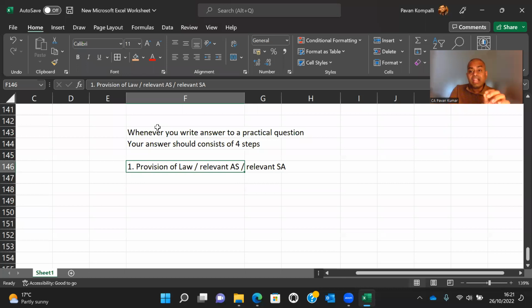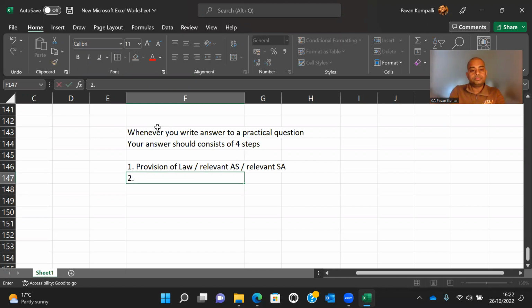So first you need to write the provision. This is applicable for accounting standards also. You write accounting standards in group 1, paper 1 and group 2, paper 5. So if there is any question on whether the borrowing cost can be capitalized, first you need to write the relevant provision there. So this is 1. 2.